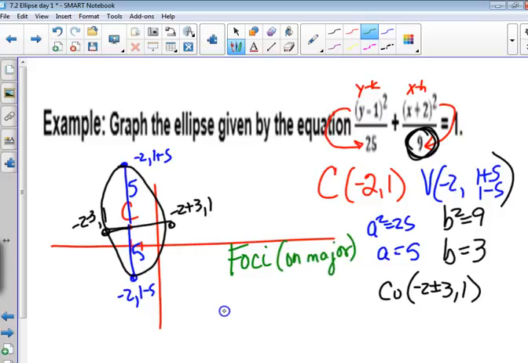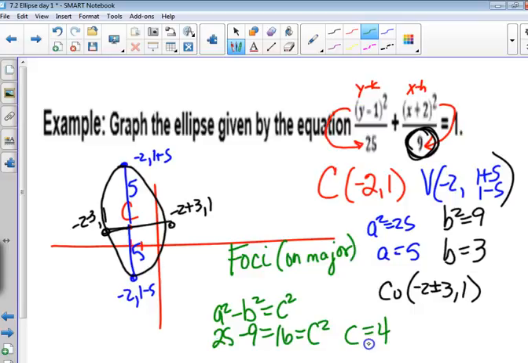Okay, and how do we find them? Yes, a squared minus b squared equals c squared. 25 minus 9 is 16, c squared, so c is 4. So if I go 4 units up and 4 units down, I'd have negative 2, comma 1 plus or minus 4, which would give me those two foci.